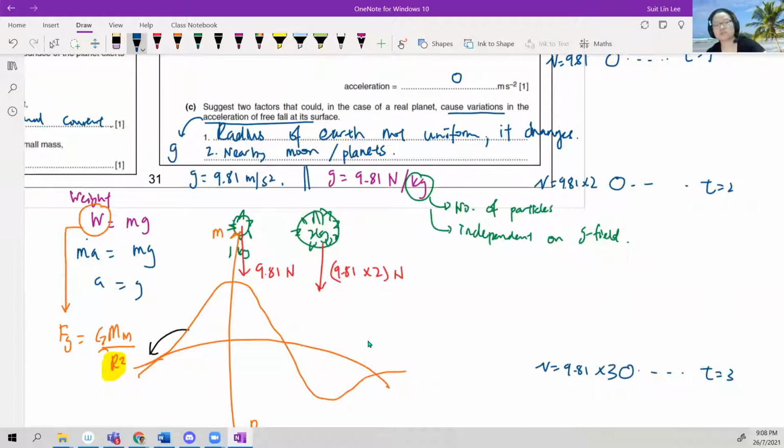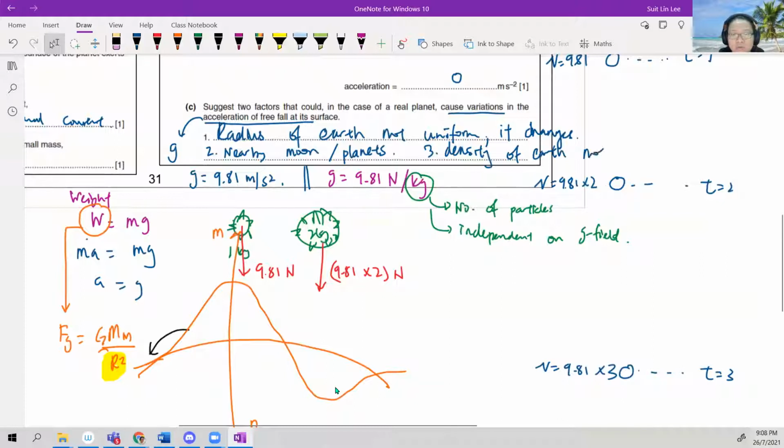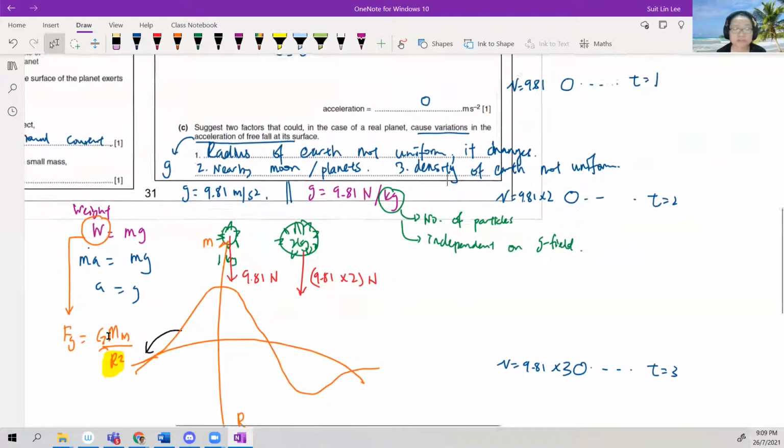You could even say, teacher, you see, we think the mass is constant, but it's not. Maybe certain parts of the Earth have more water. More water means less mass compared to rock, so then there's less attraction. Okay, I'm going to add that in. Number three, density of Earth not uniform. There are many things you can use to suggest. Okay, but the changes are very small. So roughly speaking, it's still 9.81, as long as you're close to the Earth's surface. Okay, cool. That's it. That's the question.